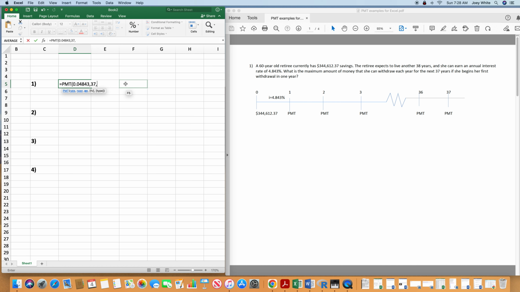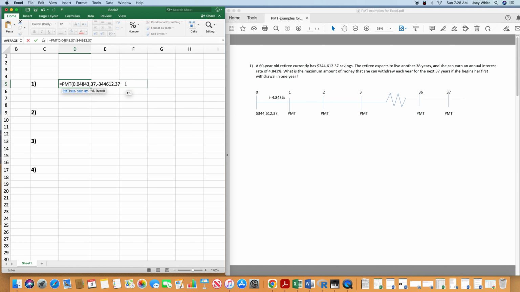Now, that $344,612.37, it's not a cash outflow, right? But it is negative in the sense that she's not accessing it. These payments, when they come to her, they're going to be a cash inflow to her, or at least they're going to come to her. So those will be positive. So we want a positive number here. So we need to put this as a negative, and we do negative 344. Now remember, no comma for thousands, so 612, and then 0.37.